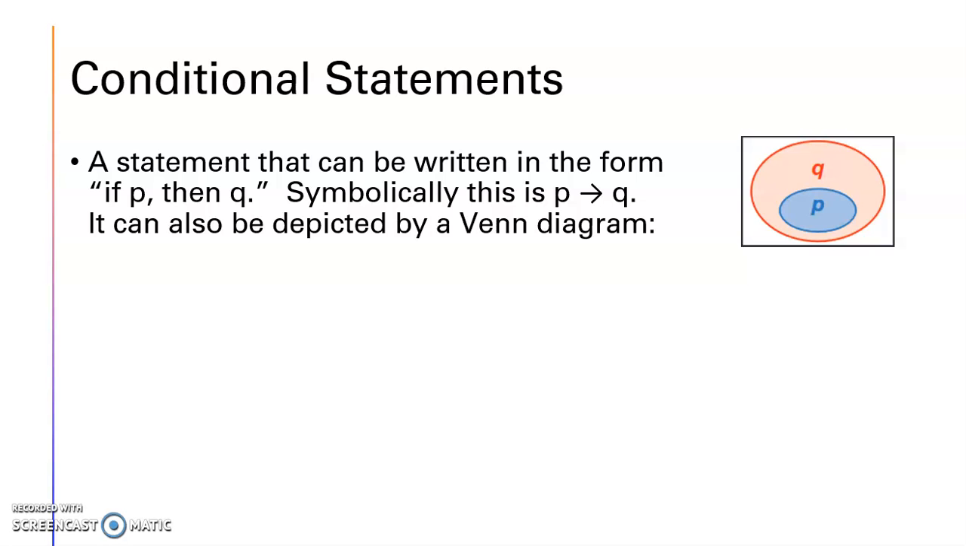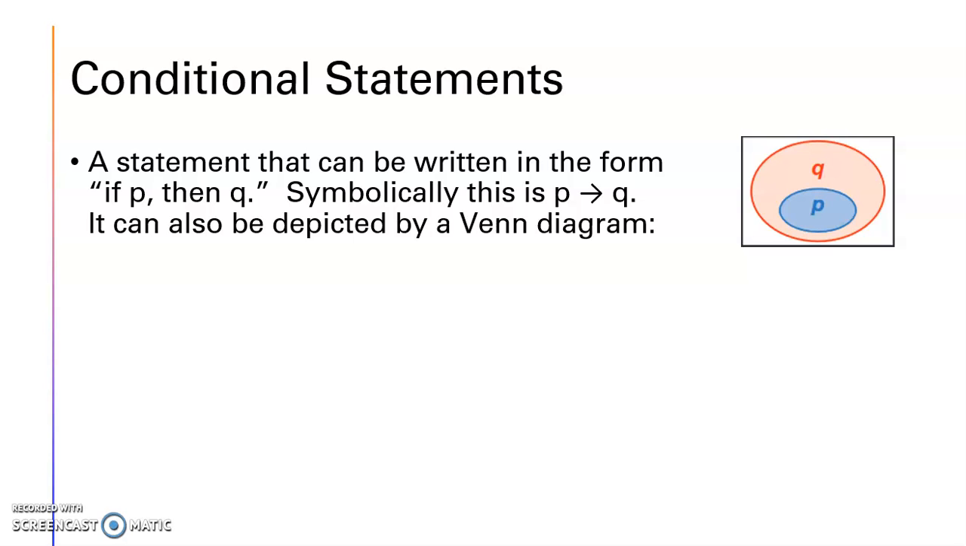A conditional statement is any statement that can be written in the form if P, then Q. Now, P and Q represent statements that you would make. And if the first condition happens, then the next thing will happen. So for example, you could say, if I get an A on my test, then my mother will be happy. That is a conditional statement. The P part of the conditional statement would be getting an A on the test. The Q part of that conditional statement would be my mother will be happy.